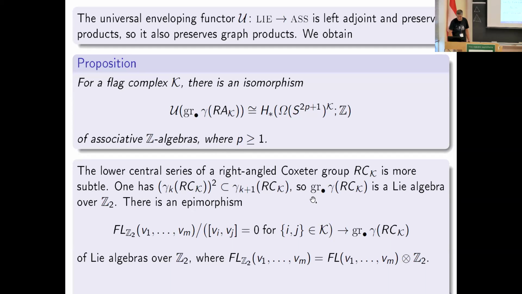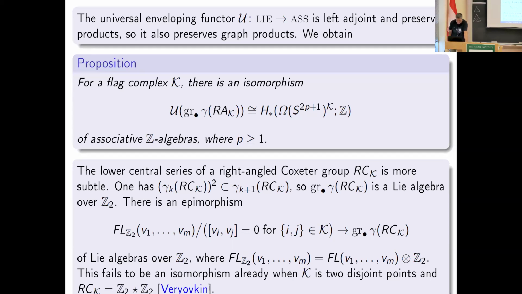So this one is a Lie algebra over Z mod 2, and then you say, okay, well then that should be like the free Lie algebra over Z mod 2 modulo the same commutativity relation. But this is not true, right? Group theorists would say that that cannot be true, of course. So you have just a surjective map from this quotient over Z mod 2 to this associated graded object of the right-angle Coxeter group, but it's not an isomorphism.